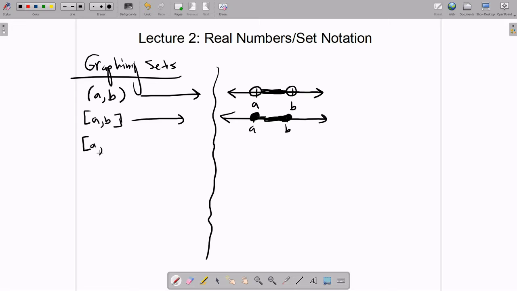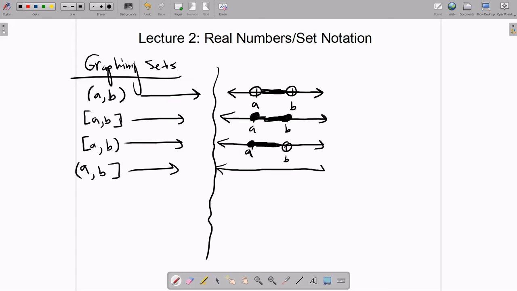Now if you only include A but not B, you only have one circle being filled and the other one being open. A will be filled and B will be open because A is included but not B. Flip side will be A and B. A is excluded but B is included. Just like the last one, but it's flipped again. A has an open circle, B has a closed circle, and in between shaded. I think these are all the variations. You have parentheses both, brackets both, one and the other.